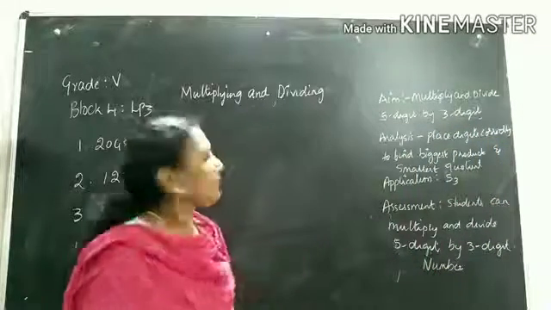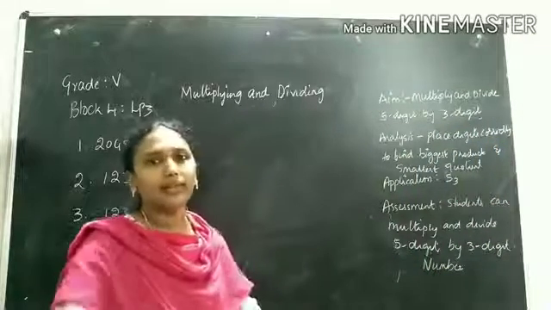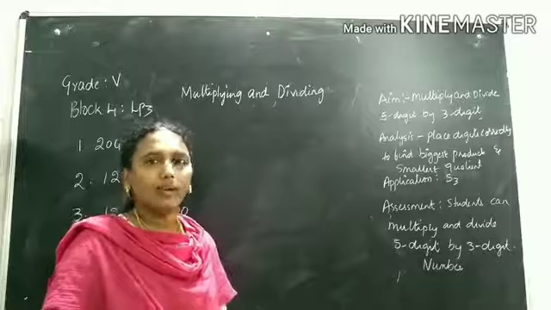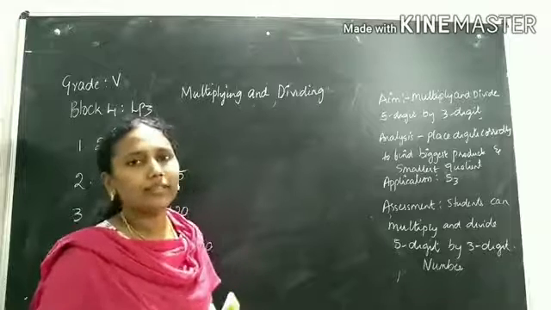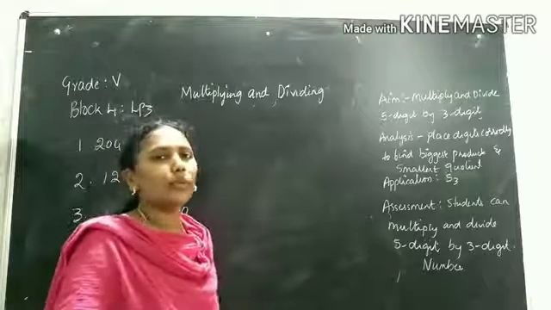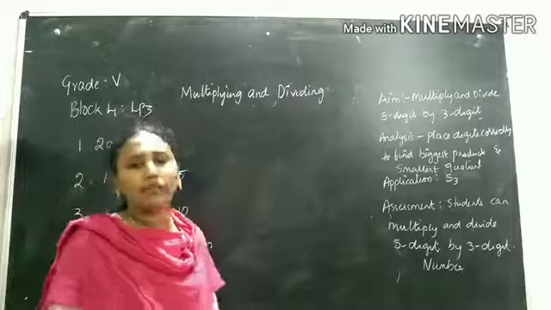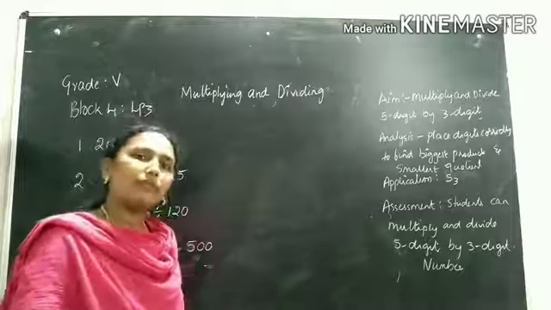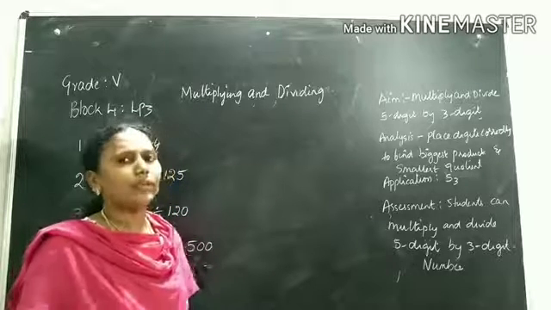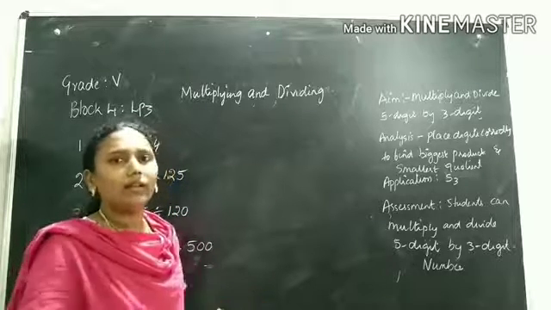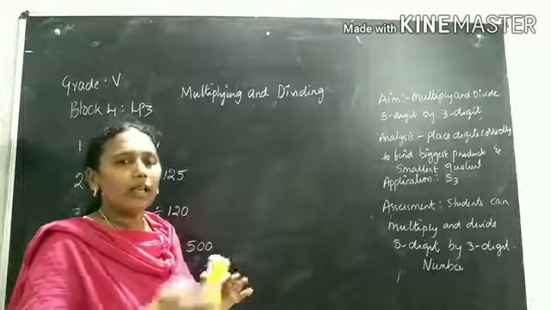Today we are going to see multiplying and dividing. We already learned addition and subtraction of 5-digit numbers and 4-digit numbers. Today we are going to see the new topic, multiplying and dividing. We all know how to multiply the numbers and find the products. The product is a bigger number than the numbers being multiplied.